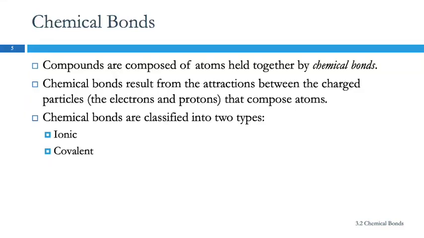Well, how are those atoms held together? They're held together by chemical bonds. And chemical bonds arise from the interactions between charged particles. So each atom has protons and electrons in them, positive and negative charges. And so we can get an attraction between these oppositely charged particles in different atoms that cause them to stick together. And we can break this big category of chemical bonds into two types, ionic and covalent.